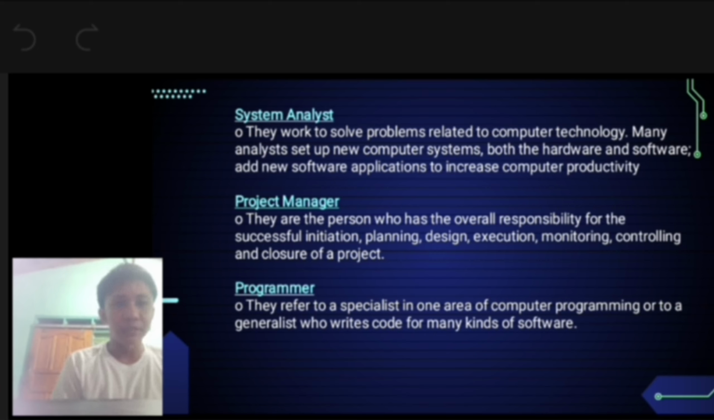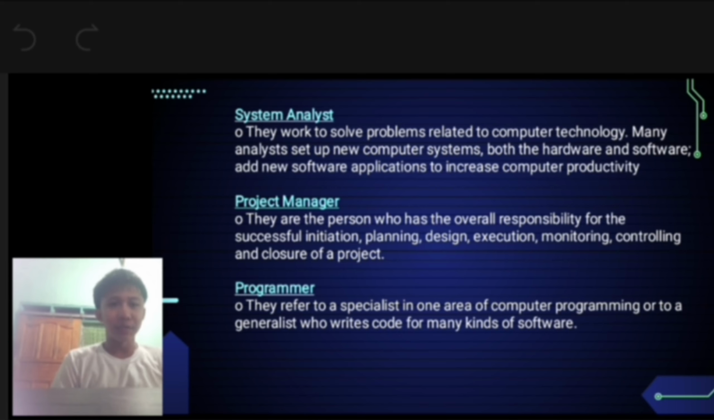Project manager. They are the person who has the overall responsibility for the successful initiation, planning, design, execution, monitoring, controlling, and closure of a project. This person is in charge of overseeing the project's overall success, including its successful inception, planning, and design.